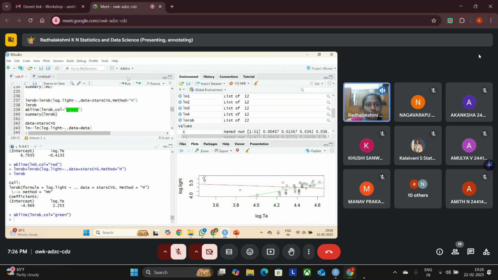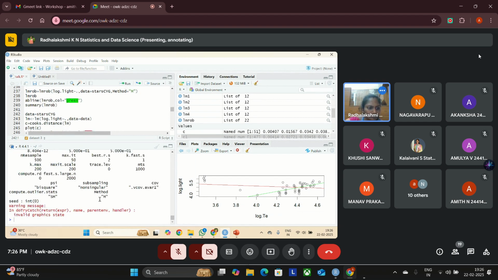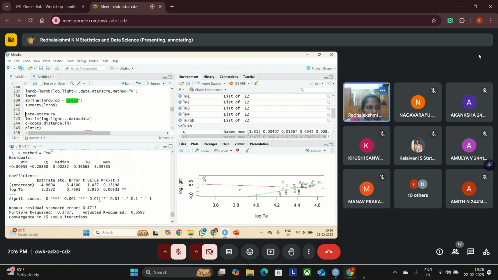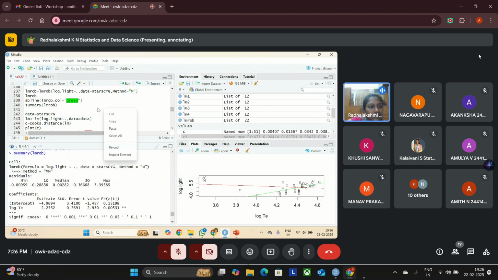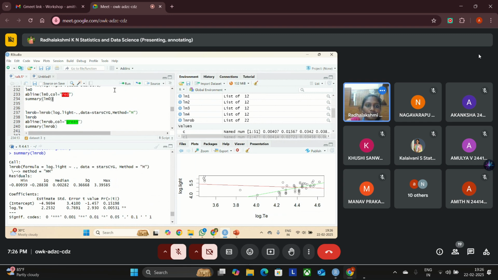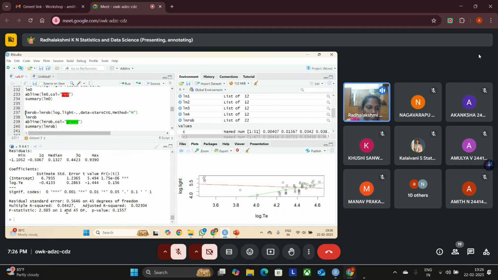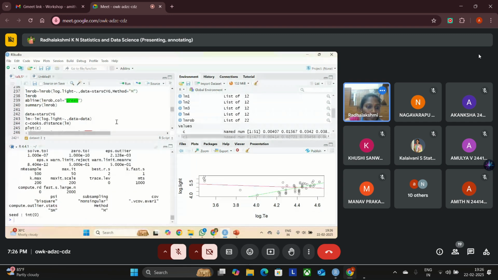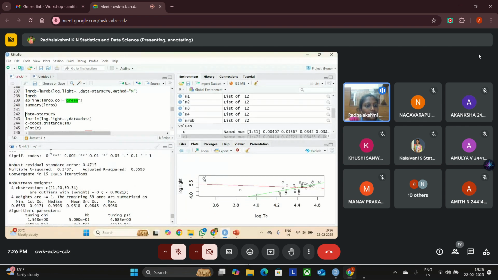So let's see the summary of that robust model. Before that, what is the summary of the linear regression model, the OLS procedure? The R square value is 0.04, that is 4% only. The OLS procedure is telling that there is only 4% association between the X and Y variables. But it is not correct. While we are doing it in the robust procedure, you just see the summary of the model. The adjusted R square is giving 35% association between X and Y variables.